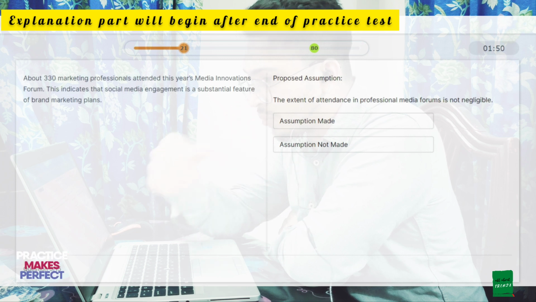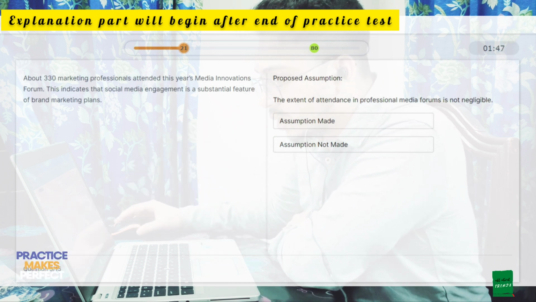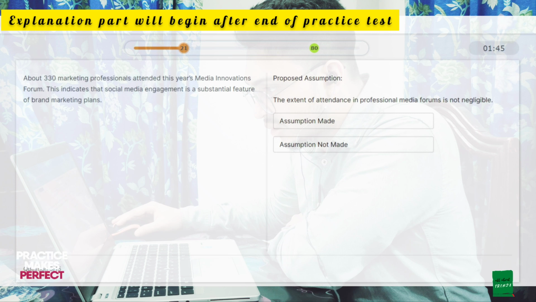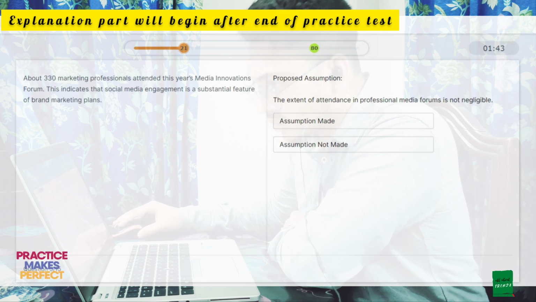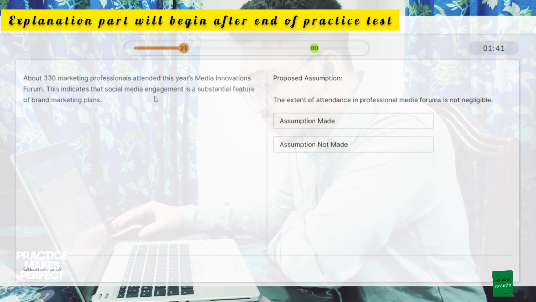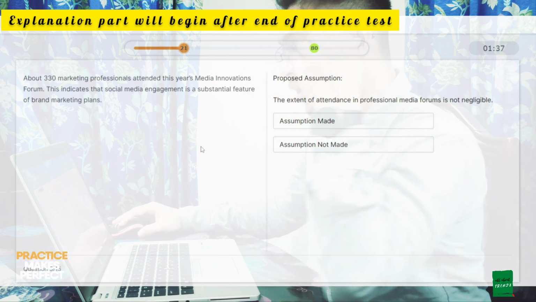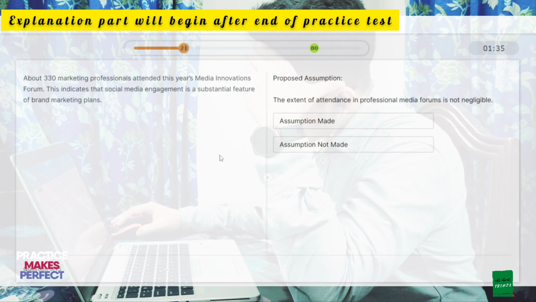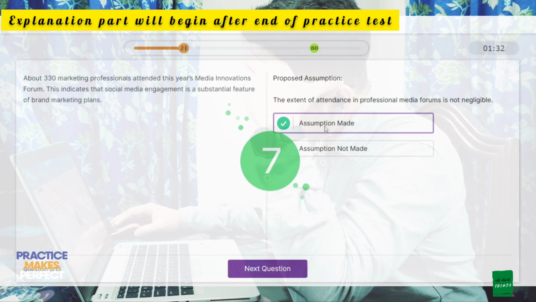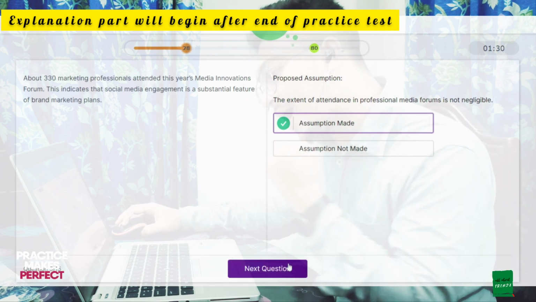It's not negligible. About 30 people. Making professional ended this year media innovations for program additions indicates that social media engagement is a substantial feature of brand marketing plans. I think it would be assumption might. Yeah, that's right. Great.